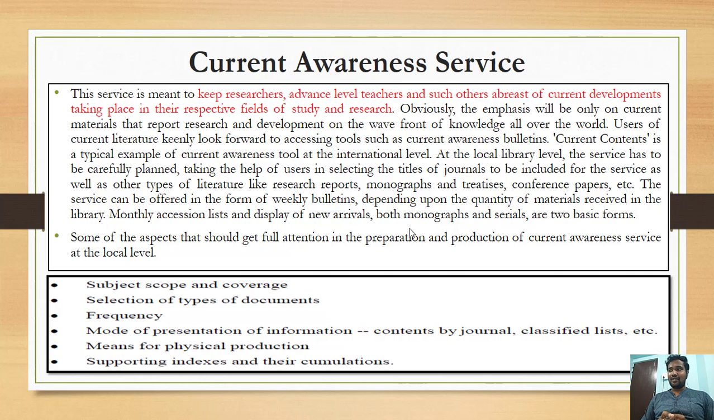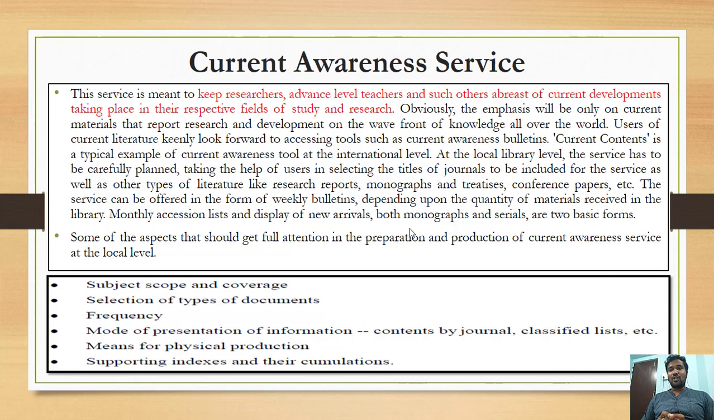At the local library level, the service has to be carefully planned, taking the help of the users in selecting the titles of the journals to be included, as well as other types of literature like research reports, monographs, treatises, conference papers, etc.